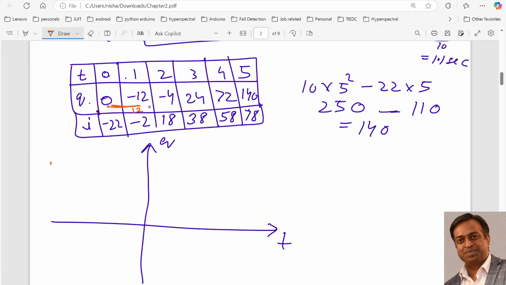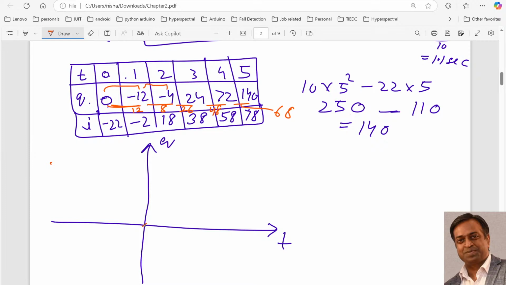After that from -12 to -4, it has increased by 8. Then -4 to 24, so now it has increased by 28. 24 to 72, now it has increased by 48, and now 72 to 140, so it has increased by 68. So you can see that initially it goes down, but then it starts increasing.